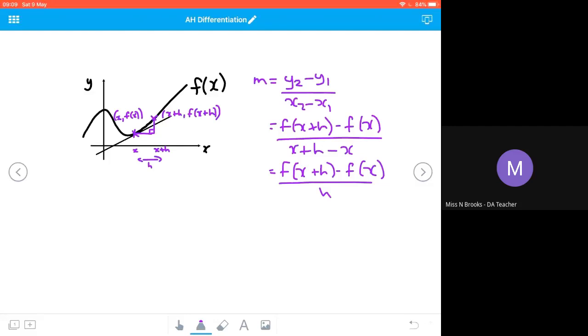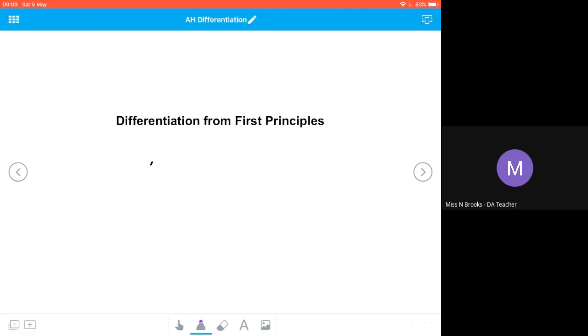So if I want to have an instantaneous gradient, then I'm going to have to say that m equals, as a limit as h tends to 0, f of x plus h minus f of x all over h. And this is known as the differentiation from first principles. So f dash x, my gradient, equals the limit as h tends to 0 of f of x plus h minus f of x all over h.